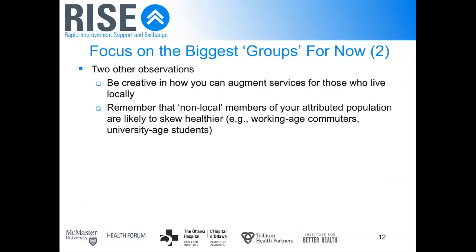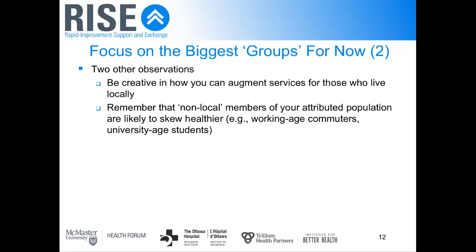Two other observations about this. One is to be creative in how you can augment services for those who live locally, and this is the rationale for doing things like superimposing municipal boundaries, because when you start to do that, you can then see that individuals who are rostered to a local network and who live in that local community can also benefit from an array of housing and other human services that municipalities are able to provide.